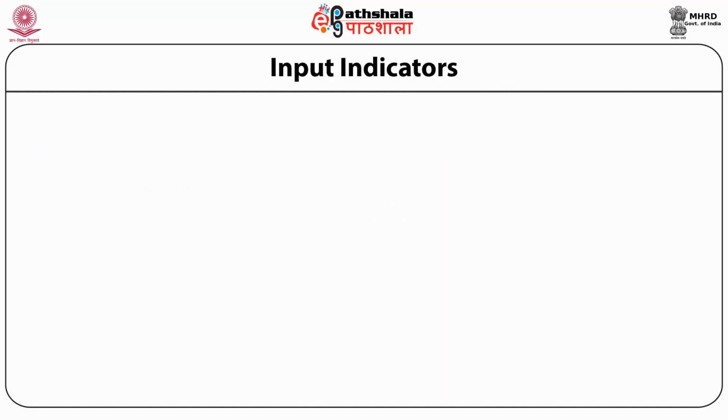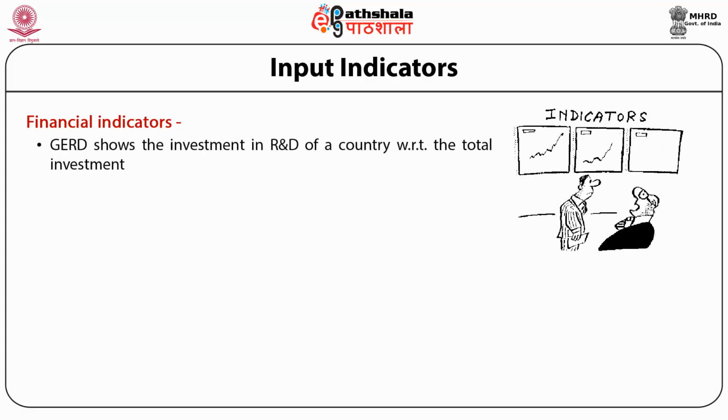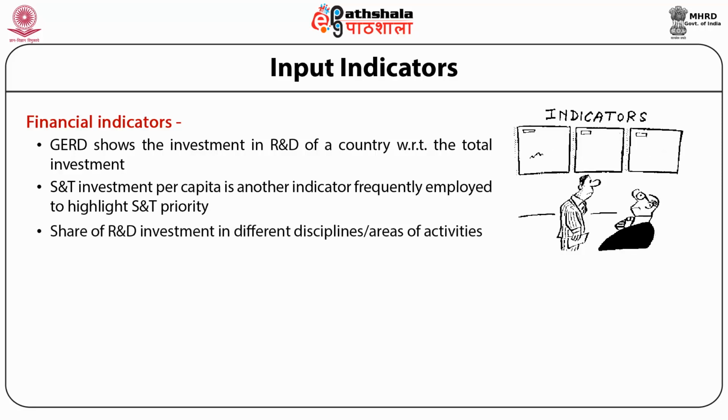In this module, we are discussing some of the indicators in more detail. We look at input indicators, the two input indicators being financial indicators and manpower indicators. Financial indicators, such as GERD, show the investment in R&D of a country with respect to the total investment. S&T investment per capita is another indicator frequently employed to highlight S&T priority. Another is the share of R&D investment in different disciplines and areas of activity.